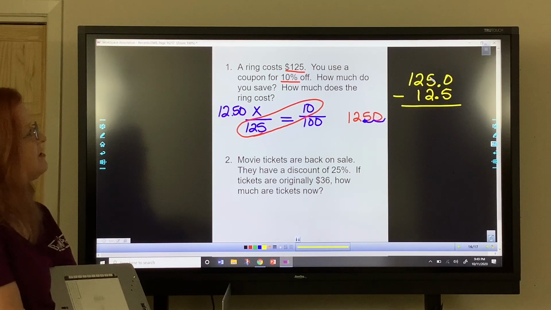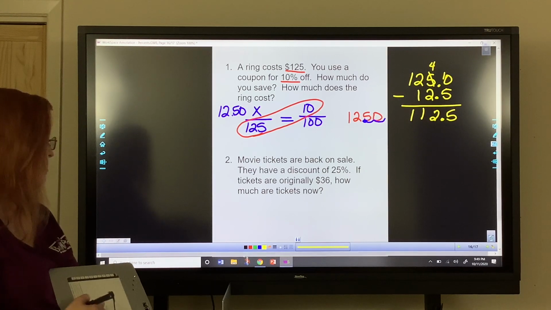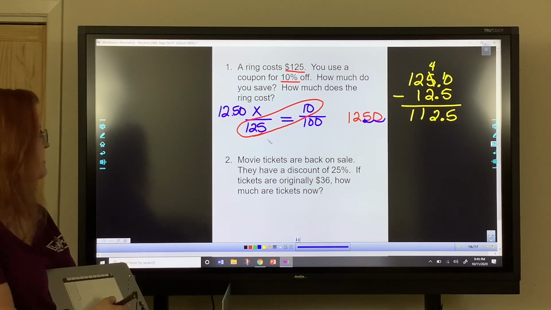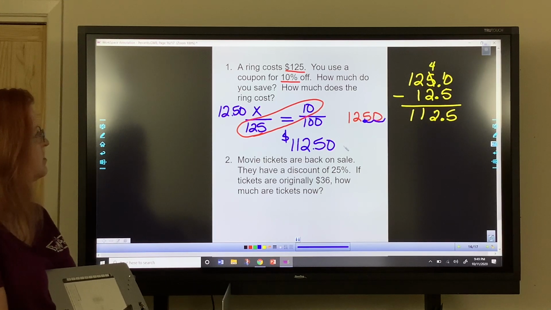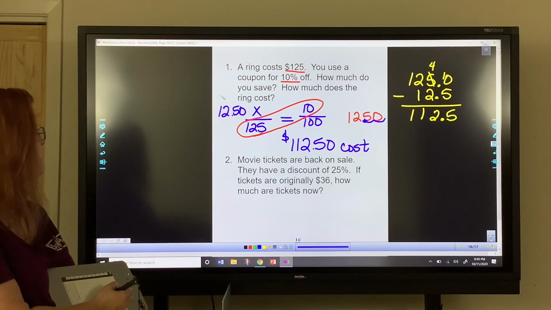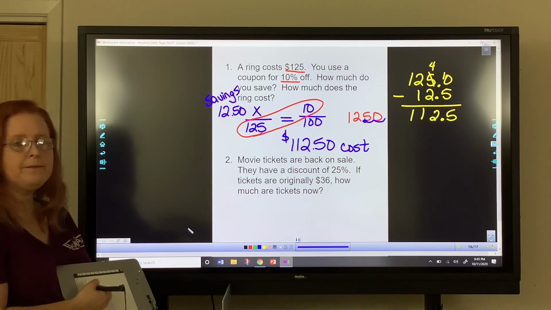So we borrow, we get 5. That'll be 4. So that'll be 2, 1, 1. So we're going to pay, the ring is going to cost us $112.50 is our cost. This is our savings. Okay?